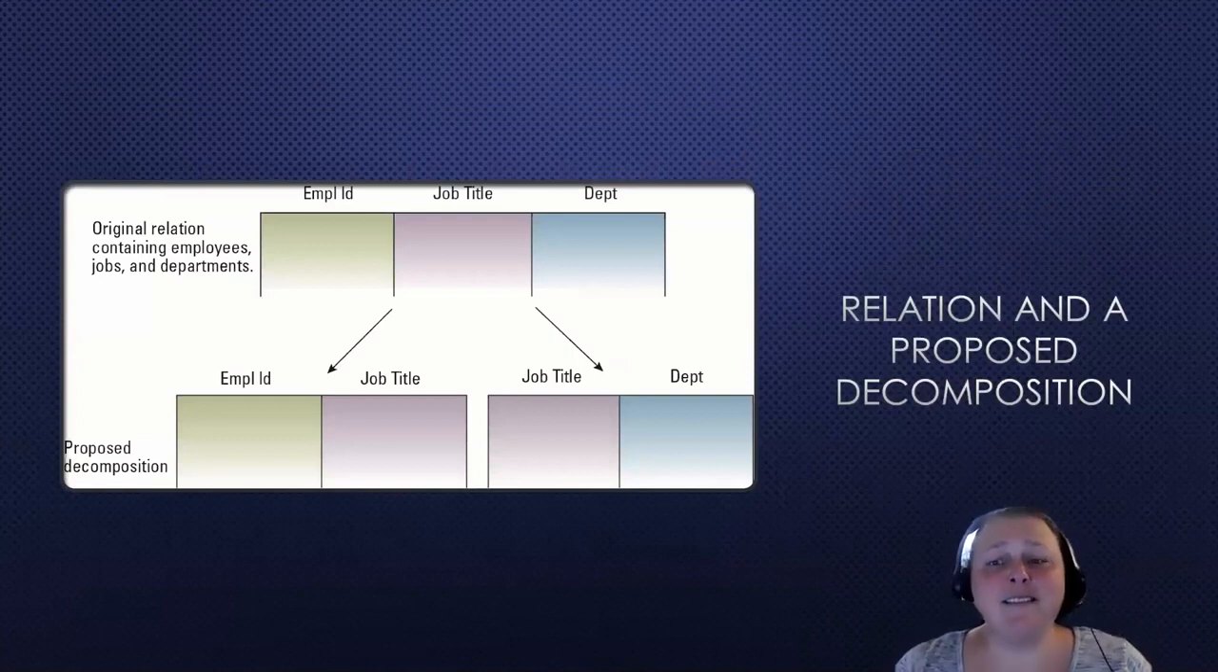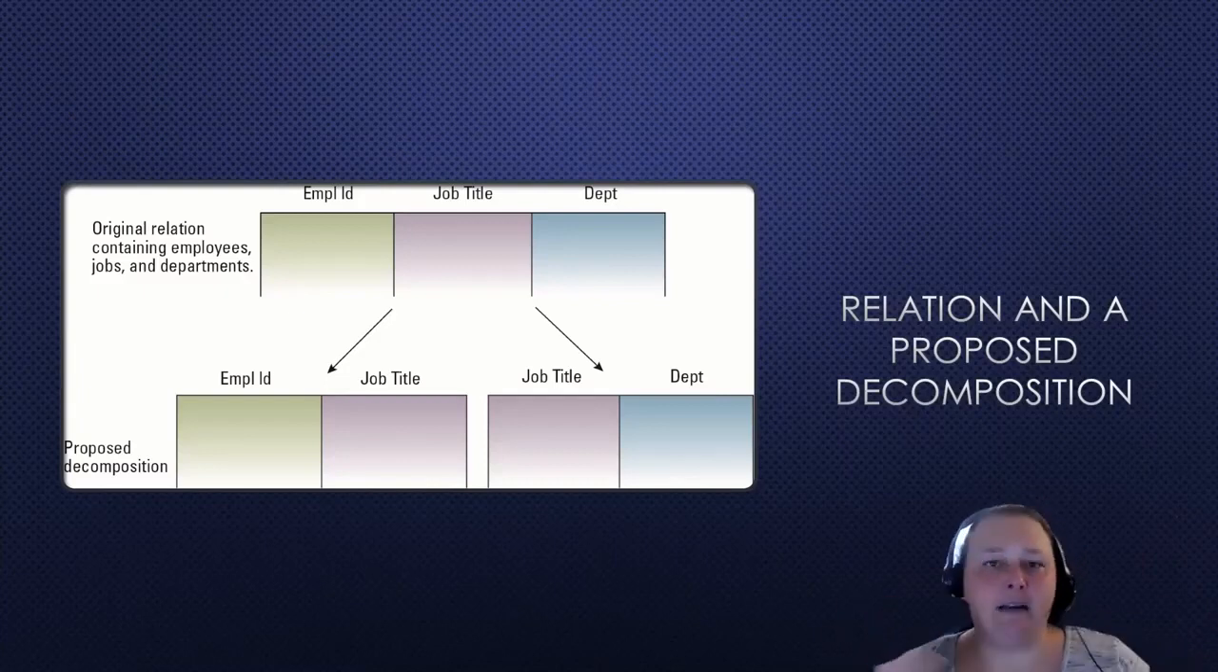So here, this is an example of a relation and a proposed decomposition. Our original relation had employee ID, job titles, and departments with things duplicated and multiple lines that just had lots of information. The proposed decomposition of that is to have an employee ID with a job title and a job title with a department.